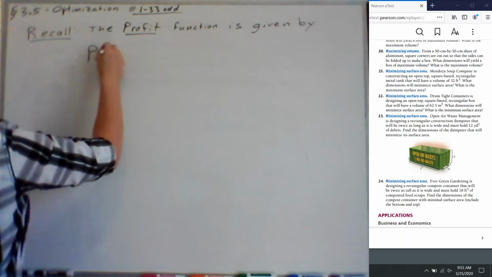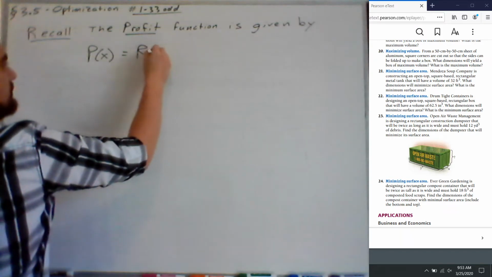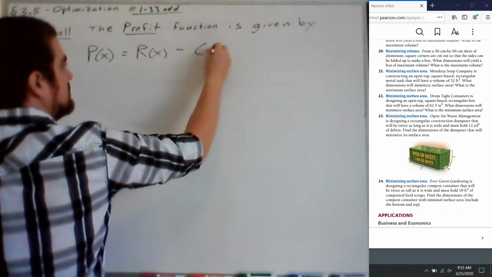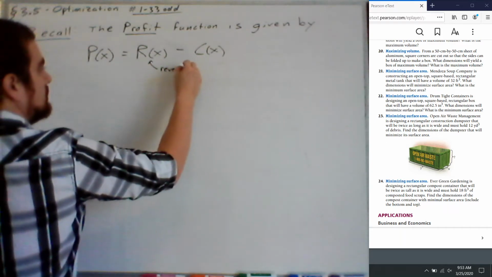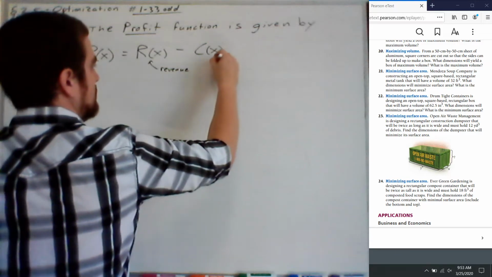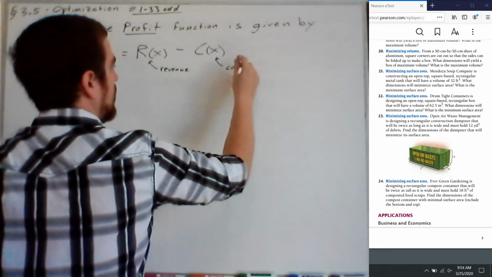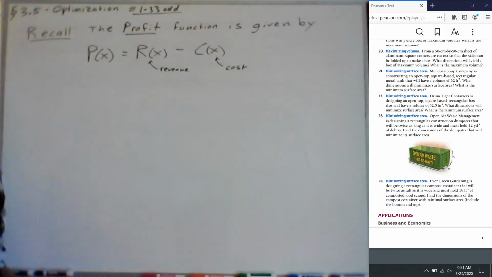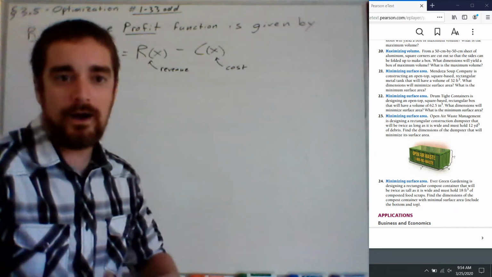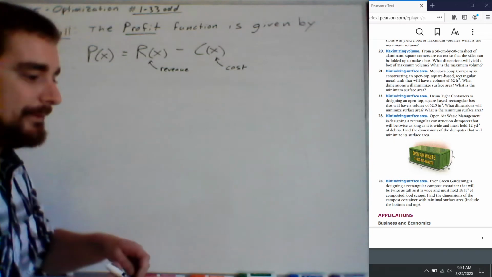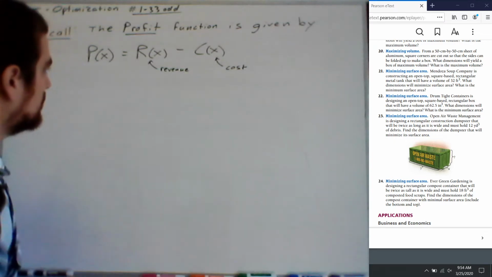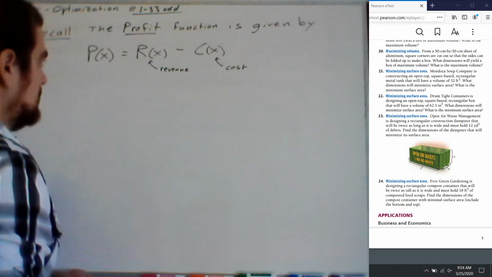P of x is equal to R of x minus C of x, where R of x is the revenue from producing x number of units. C of x is our cost from producing x number of units. So x just counts up how many units we've made, produced and sold to get our revenue and our cost.